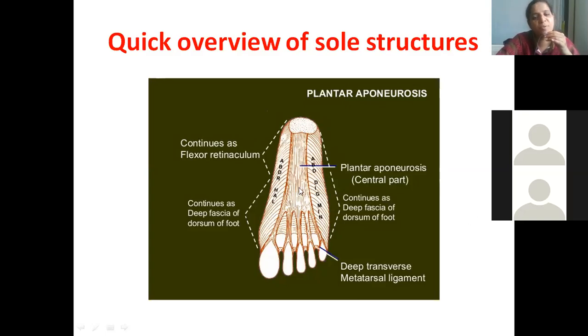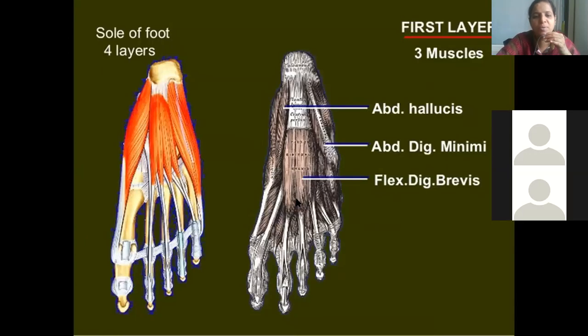So just below the plantar aponeurosis, we have these muscles. Just now, Hema has revised. So in the first layer, Hema told us we have three muscles. What are those? Flexor digitorum brevis, abductor digiti minimi, and abductor hallucis. Okay, this is the first layer.